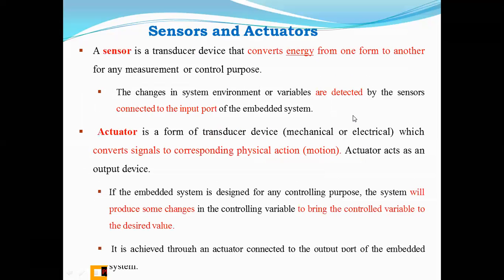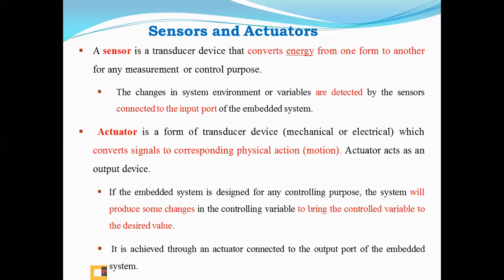The next component in the embedded system is sensors and actuators, right? So what are the sensors and the actuators? Basically, the sensors are placed at the input port of the embedded system. Actuators are placed at the output port of the embedded system. The best example for sensors and actuators, I want to take, is an air conditioning system. You know what an air conditioning system is? Basically, it controls the room temperature, right?